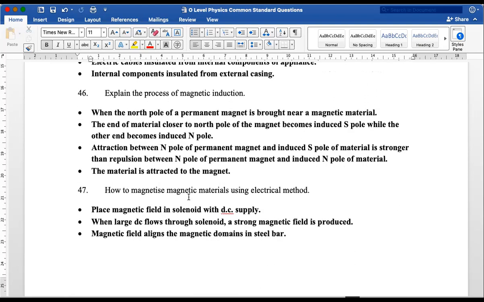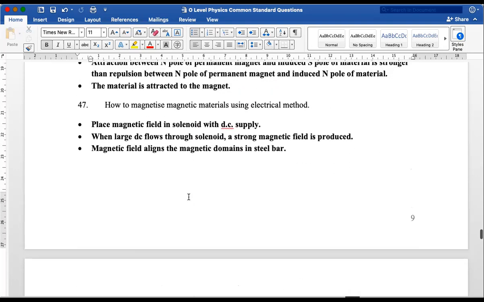Explain the process of magnetic induction. When the north pole of a permanent magnet is brought near a magnetic material, the end of the material closer to the north pole of the magnet becomes an induced south pole, while the other end becomes an induced north pole. Attraction between the north pole of the permanent magnet and the induced south pole of the material is stronger than repulsion between the north pole of the permanent magnet and the induced north pole of the material. The material is attracted to the magnet.